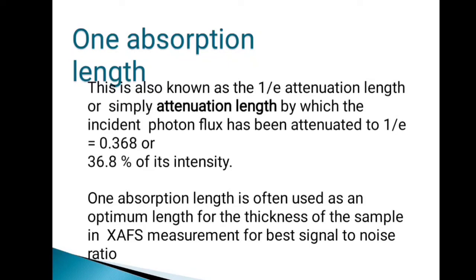How is one absorption length calculated? It is also known as the 1/e attenuation length, or simply attenuation length, at which the incident photon flux has been attenuated to 1/e, equal to 0.368 or 36.8% of its intensity. One absorption length is often used as an optimal thickness for the sample in XAFS measurement for the best signal-to-noise ratio.